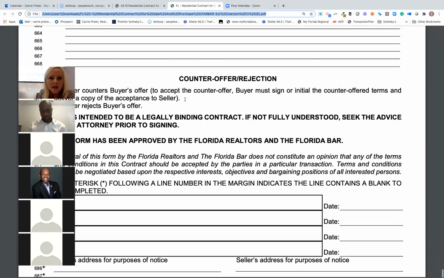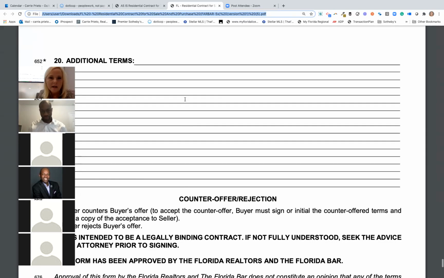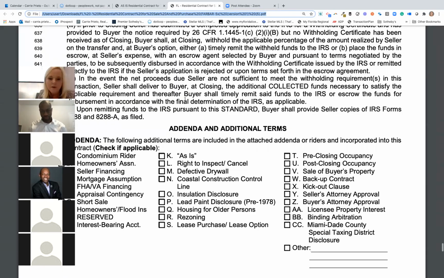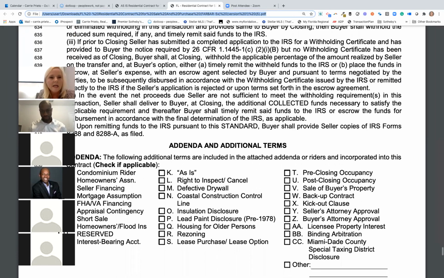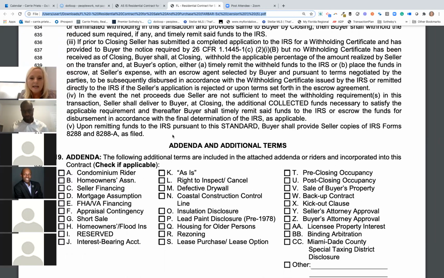At the end of the contract, we have all the addenda, right? And they're the same in both contracts, except for something. This is a residential contract. You have K and L. K is as-is, and L is right to inspect, cancel. Essentially, what those two addenda do is they turn the residential contract for the buyer into an as-is contract where they can get out and get their money back.